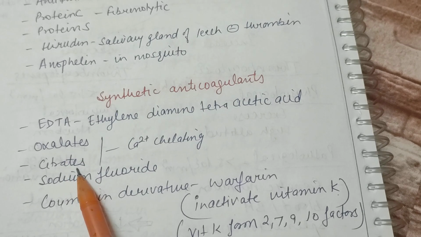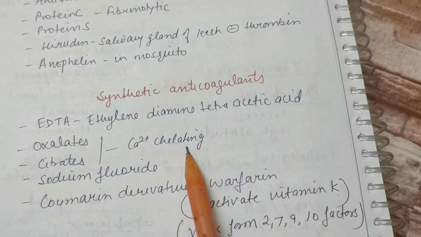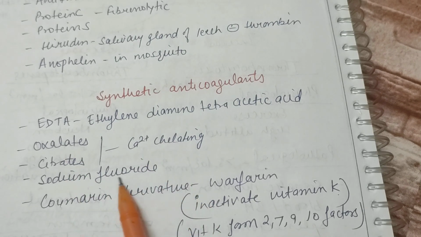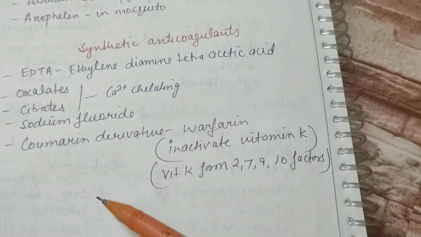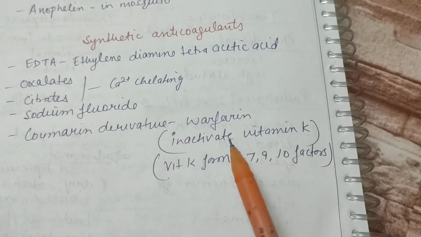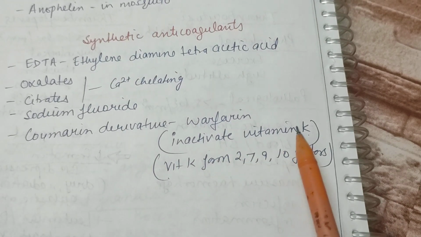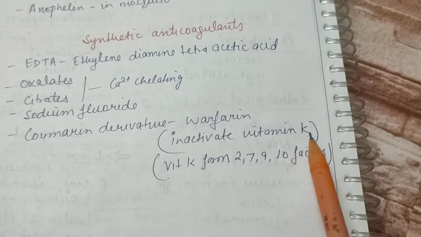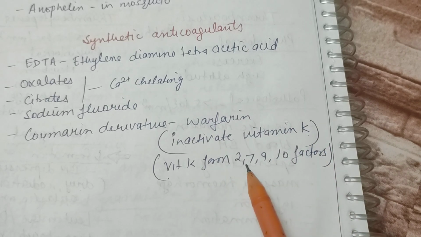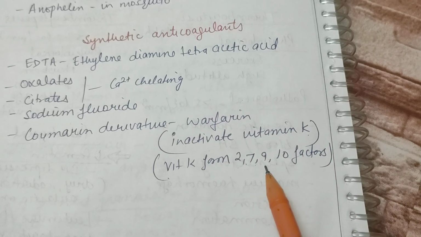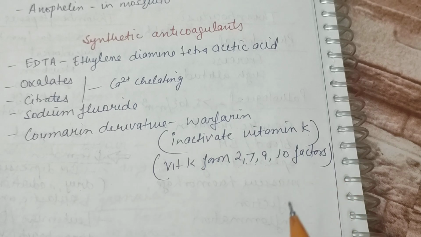Various oxalates, which have calcium chelating property. Okay, then sodium fluoride and warfarin, which is basically an oral tablet, which inactivates vitamin K. Vitamin K, why? Because vitamin K is helping in synthesis of factor 2, factor 7, factor 9 and factor 10. So this is all about platelet, clotting and anticoagulants.